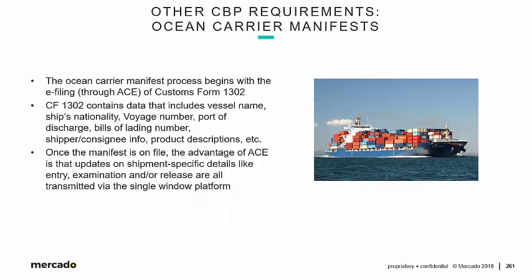Continuing on with this conversation on ocean carrier manifests, the ocean carrier manifest process begins with the e-filing, through ACE of course, of Customs Form 1302, which we'll take a look at in just 1 second. As we'll see, CF 1302 contains data that includes the vessel name, the ship's nationality, what country it is registered under, a voyage number. Just like an aircraft has a flight number, a ship has a voyage number. The port of discharge in the United States, individual bills of lading number for the shippers on that particular voyage, the shipper consignee info, product descriptions, etc.